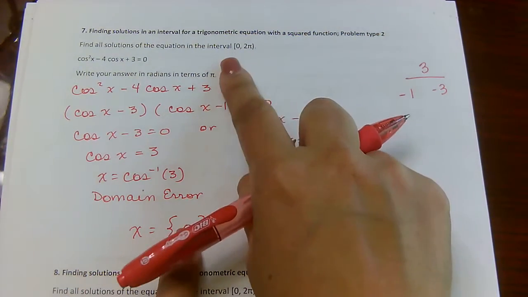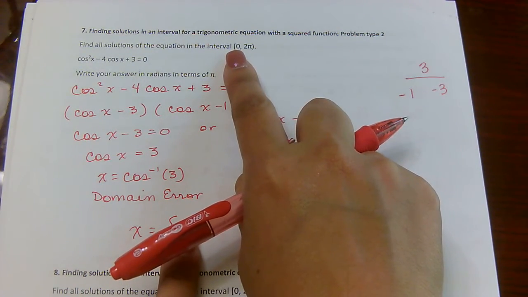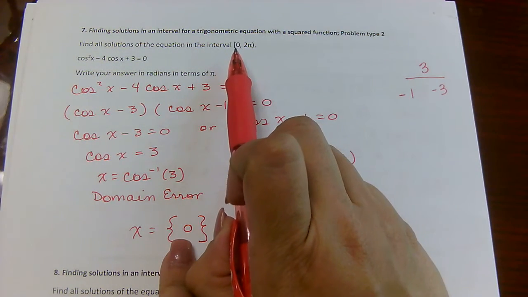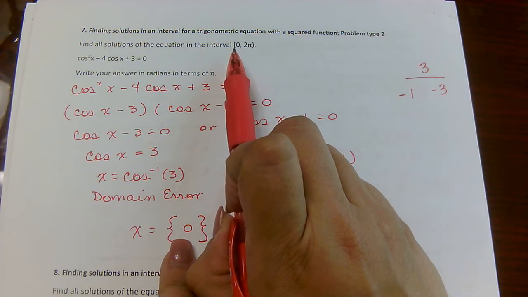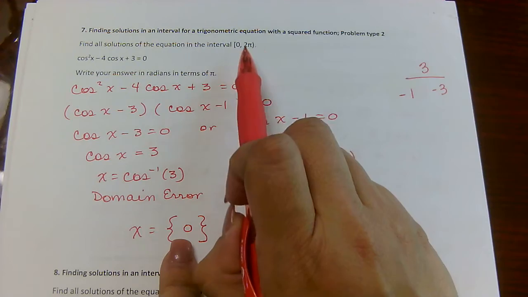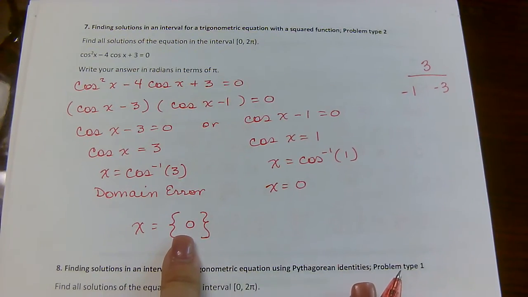Now, if you notice up here, it says between 0 and 2 pi, but we do not include 2 pi in our solutions. If you remember from college algebra, the bracket means included, the parentheses mean do not include that value. This is interval notation.